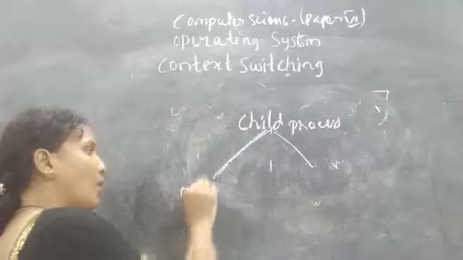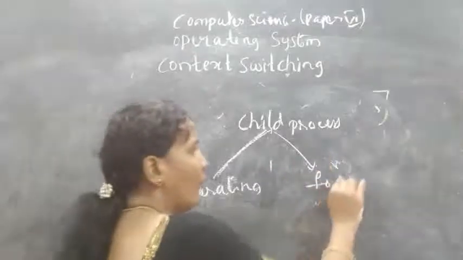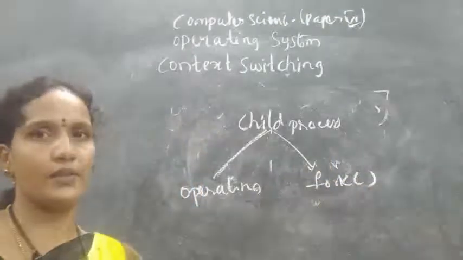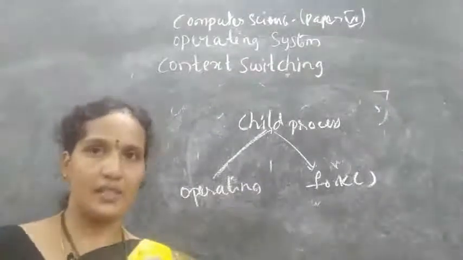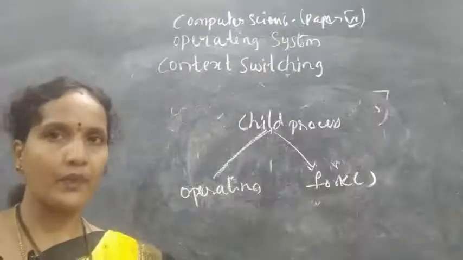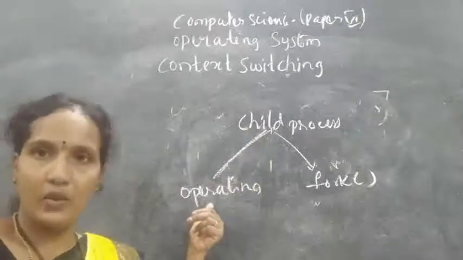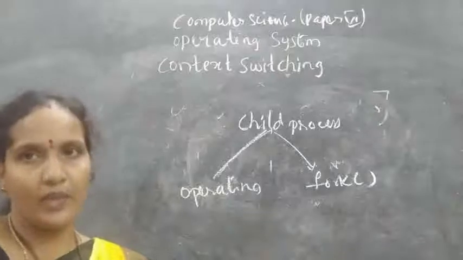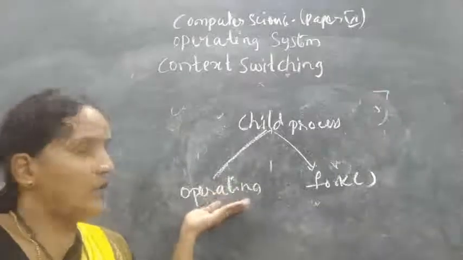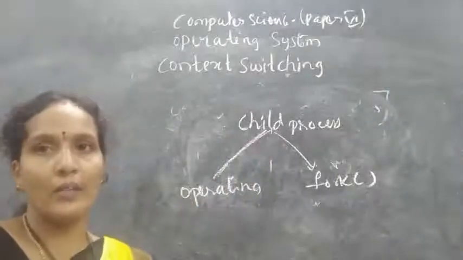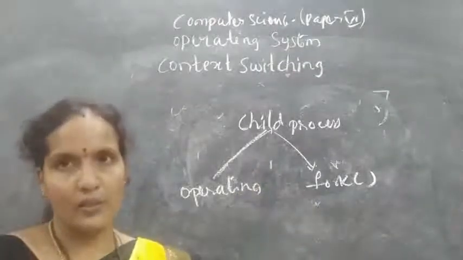Child processes are created in two ways. One is when the operating system is loaded, and the second one is by using a fork system call. This I already explained under system calls. The fork system call is used to create a child process. Understood? Clear? Actually, the first method is used when the first process is created. But when a user program wants to create a child process, we use the fork system call.